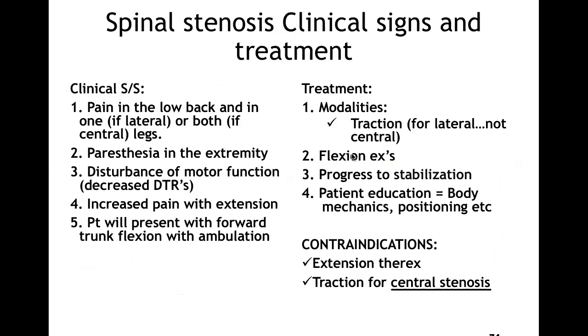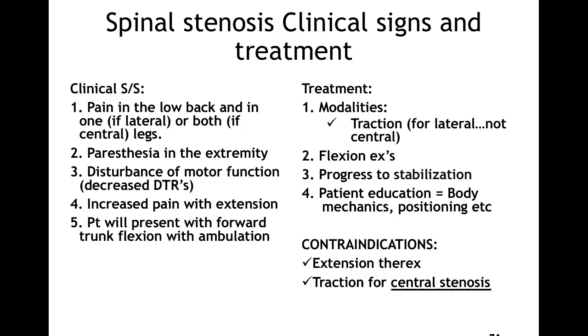So clinical signs, and then we're talking a little bit about treatment. Clinical signs, there's going to be pain in the low back, in one leg if lateral, or both if central. So if it's lateral stenosis, there may be just pain on one side or on one extremity. And if it is central, both of the legs are going to be affected by paresthesias, numbness, tingling. There can be disturbance of motor function, so a decrease in the deep tendon reflexes. There can be increased pain with extension.